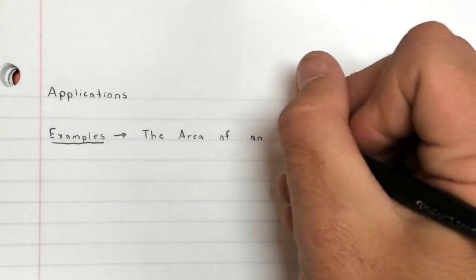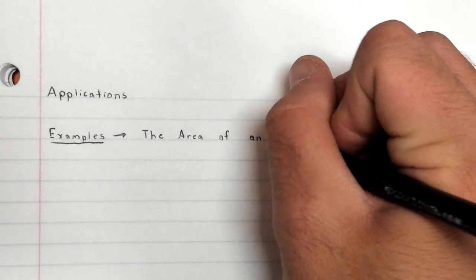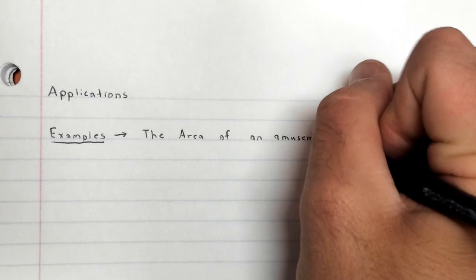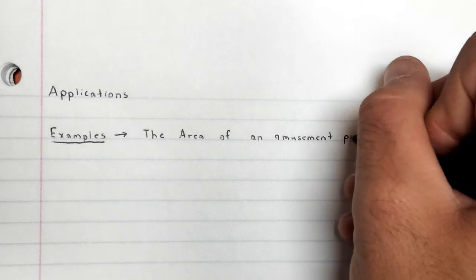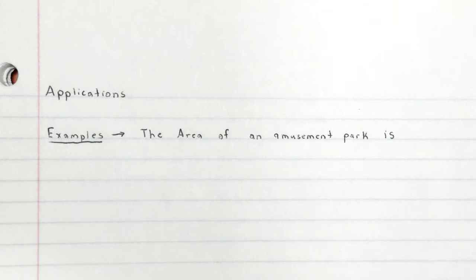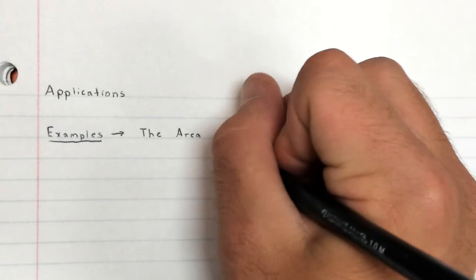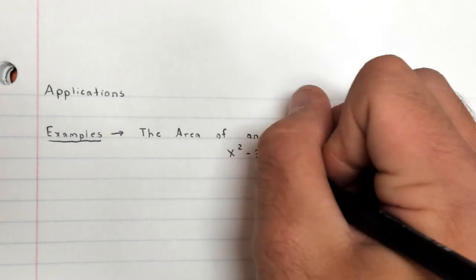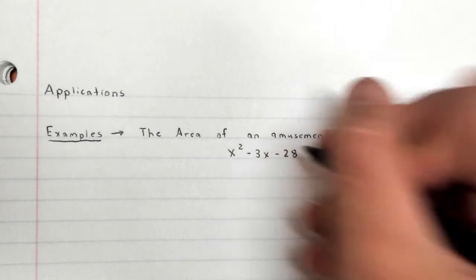The area of an amusement park is x squared minus 3x minus 28.